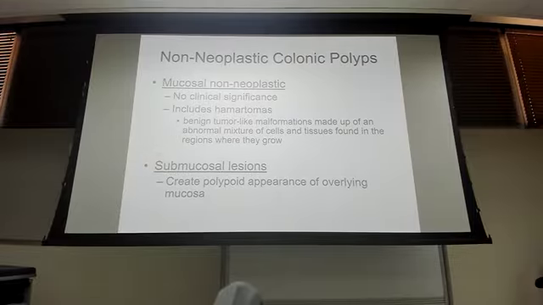So the non-neoplastic polyps include mucosal, non-neoplastic. A lot of times these will be your hamartomas, which is your second bullet underneath your mucosal non-neoplastic. Hamartomas, they're benign tumor-like malformations made up of abnormal mixture of cells and tissue found in the regions where they grow. So they're benign growths, but it's normal tissue. They're just arranged a little abnormally, but they are not dysplastic. And then the submucosal lesions is another non-neoplastic, which creates a polypoid appearance of the overlying mucosa.